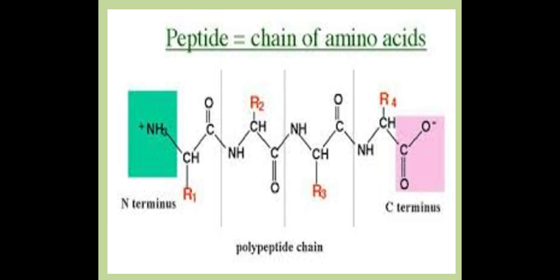The two ends of a peptide chain are named N-terminus and C-terminus. The terminal amino acid with the free amino group is called the N-terminus amino acid, and the other side of the polypeptide chain with the free carboxyl group at the other end is known as the C-terminus amino acid.